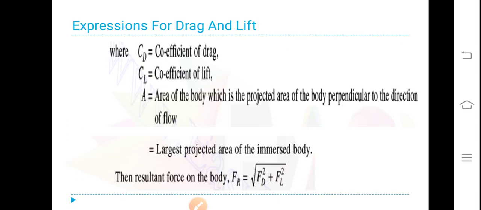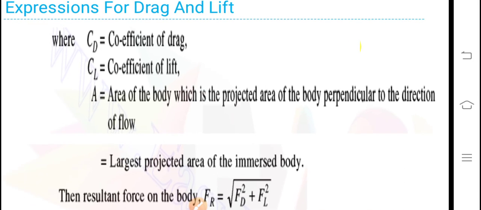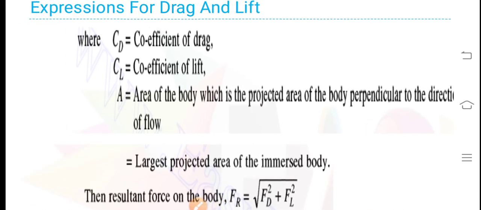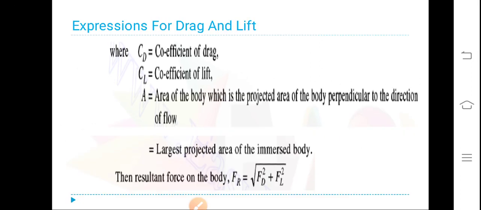Where Cd is the coefficient of drag, Cl is the coefficient of lift, and A is the area of the body, which is the projected area of the body perpendicular to the direction of flow, equal to the largest projected area of the immersed body. Then the resultant force on the body, Fr, is equal to the square root of Fd squared plus Fl squared.